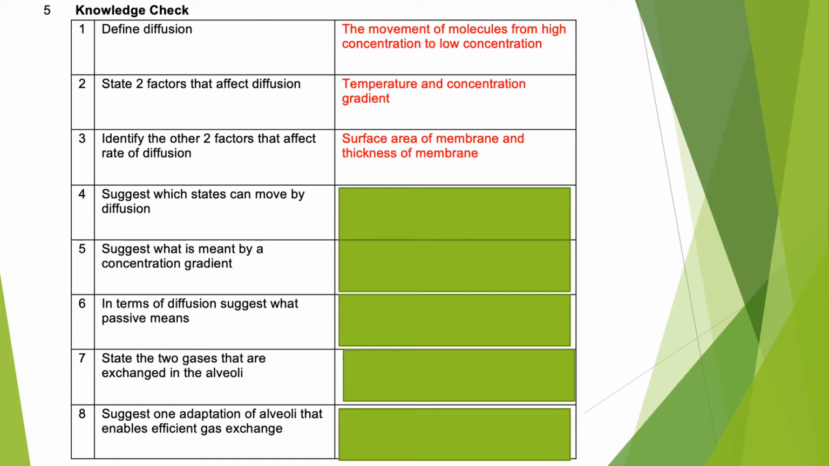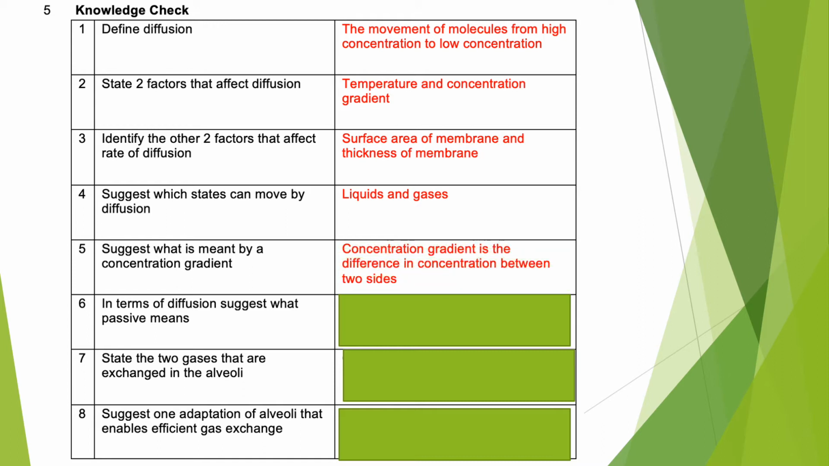All right, number 4, suggest which states can move by diffusion. So there's 3 states that we talked about, but only 2 of them can actually go through diffusion, and that would be liquids and gases. Number 5, suggest what is meant by concentration gradient. So I just kind of mentioned this when we were talking about number 2, and that is the difference in concentration between 2 sides or 2 points, okay?